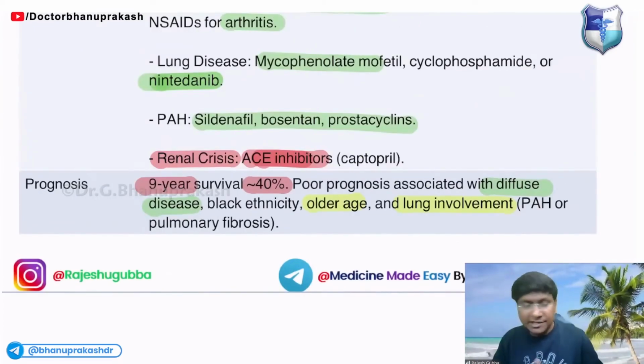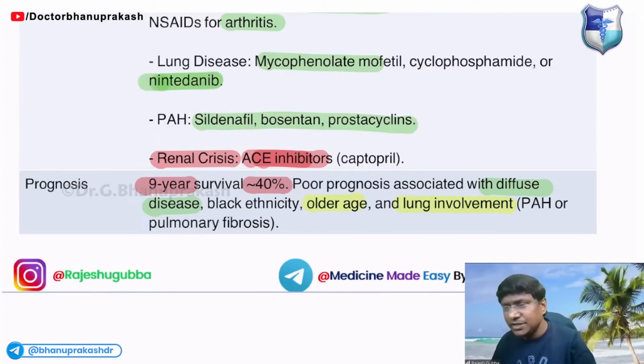Right. Review on infectious disease. Amzad, no. Because infectious diseases will be done in your microbiology, right? So I will not do infectious disease here.